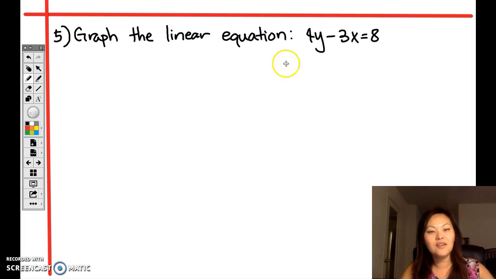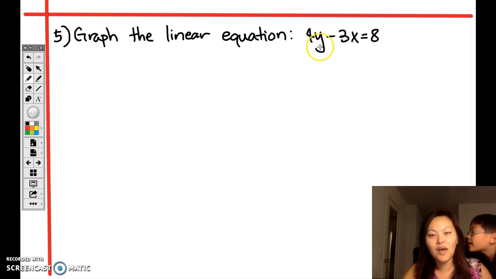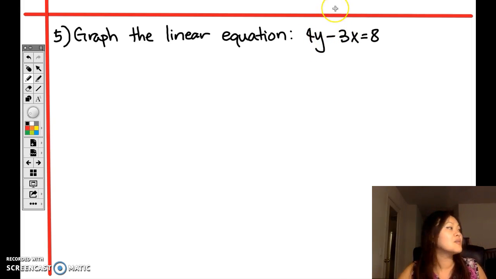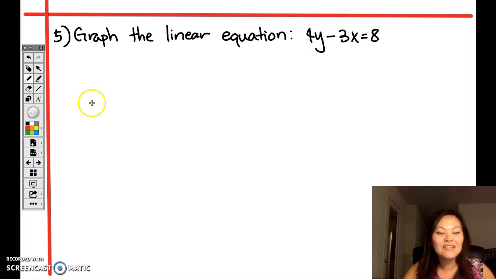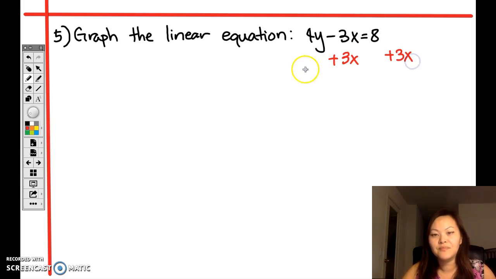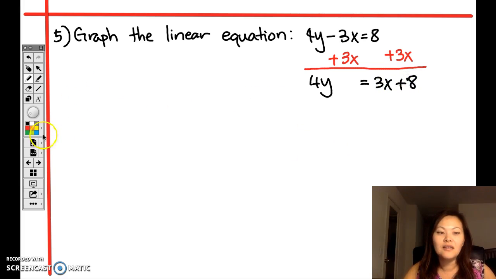So let's go ahead and graph the linear equation here right now, okay? So what we have to do in order to graph this is to leave the y by itself, okay? Sorry. So then what we're doing right now is we're going to go ahead and add 3x to both sides. And so then that will give me 4y is equal to, and then you have to write the x first, right? So 3x plus 8, and then now you gotta divide everything by 4, okay?